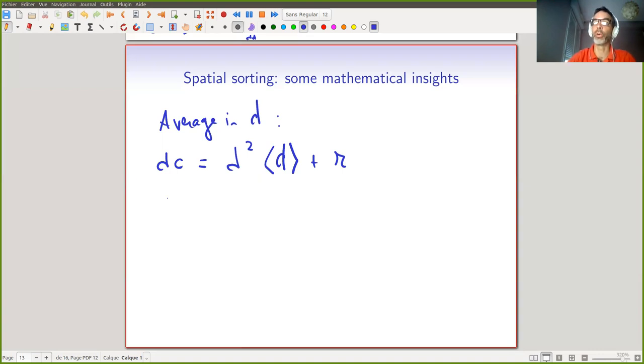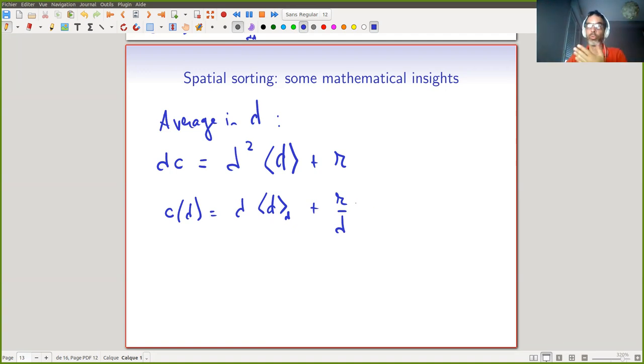So you recover exactly KPP. You get that c of lambda is lambda times the mean of d plus r divided by lambda. The point is that this mean is itself a function of lambda, because it depends on the shape of F, and the shape of F depends on lambda.